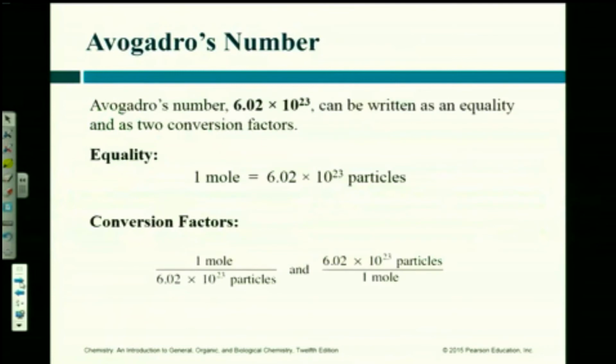So, 1 mole equals 6.02 times 10 to the 23rd atoms or molecules. So we can write 2 conversions from that. 1 mole over 6.02 times 10 to the 23rd, or 6.02 times 10 to the 23rd over 1 mole. Make sense? Because it's an equality. 1 mole of anything equals that many of them. So if I had 1 mole of students, I would have 6.02 times 10 to the 23rd students. Fair enough?